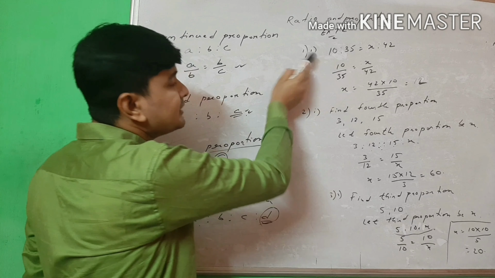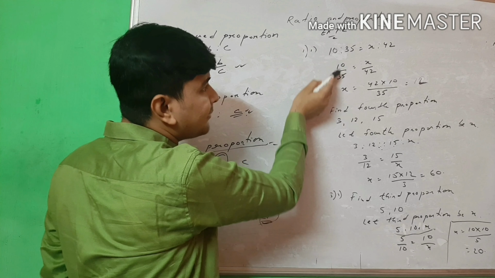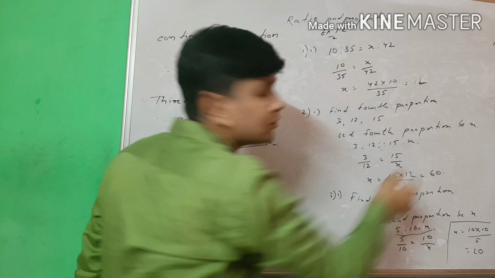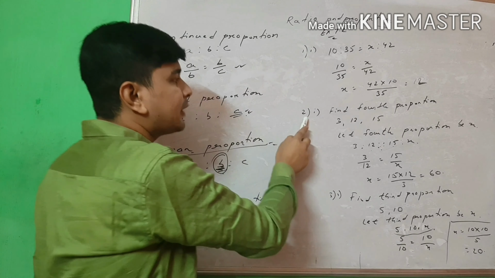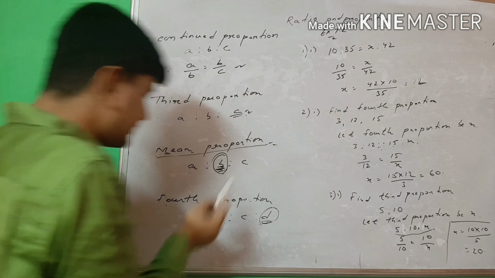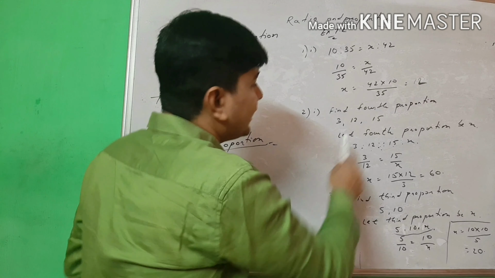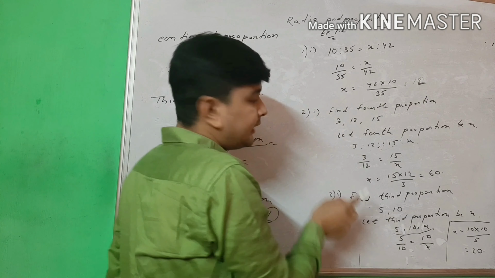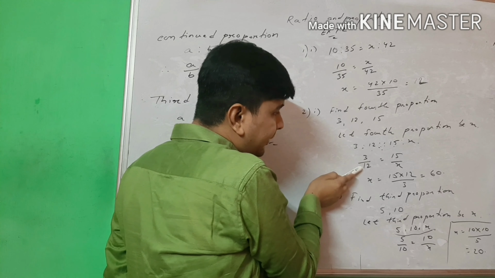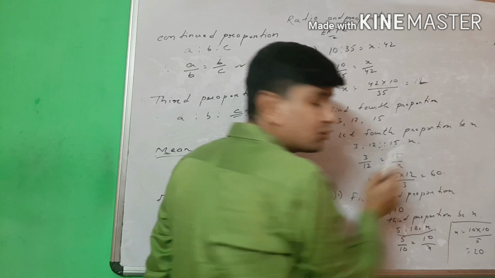Given 1 subpart 1, 10:35 equals x is to 42. So the ratio 10/35 equals x by 42. When you cross multiply, what do we get for x? x equals 12. 2 subpart 1, find the fourth proportion. See, only three proportions are given. The fourth one is missing. What we read here is A, B, C, D. D is the fourth proportion. So let the fourth proportion be x. Clear? So A is to B equals C is to D. Therefore 3/12 equals 15/x. When we cross multiply, we get x equals 60.